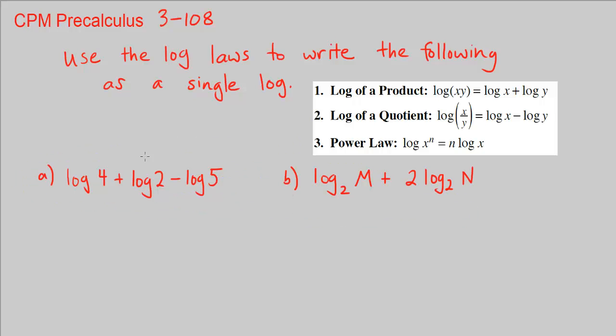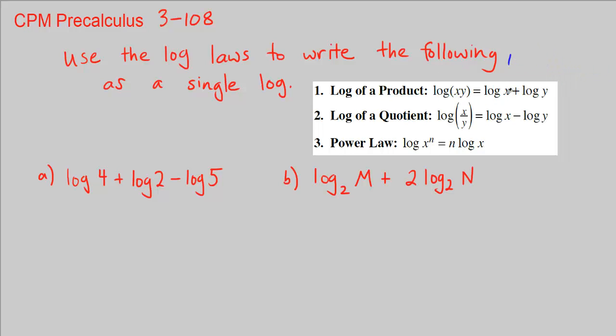So let's quickly review the log laws. We have the log of a product. We can combine, when we're adding two logs of the same base, we get a product of them. We're subtracting two of the same base. When I say the same base, each log here is the same base. If we have log base 3 of 5 plus log base 5 of 6, we cannot use the product law to combine these. So they have to have the same base.